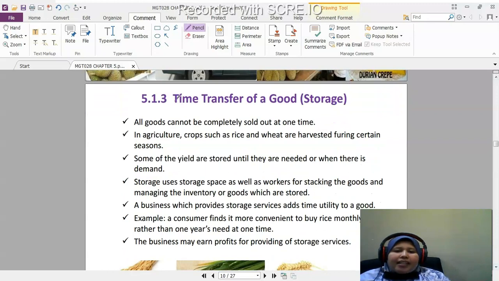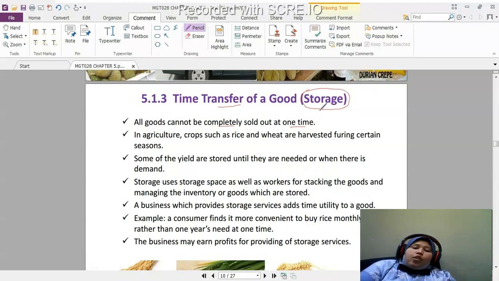Okay, then the third one is transfer of a good. Okay, we call it as storage. Okay, all goods cannot be completely sold out at one time. Okay, tak semua barang yang kita ada ataupun hasil sesuatu, contoh ikan, okay, tak semua kita boleh jual dalam masa yang singkat, betul tak? Okay. So, for example, in agriculture, crops such as rice and wheat are harvested during certain season. Some of the yields are stored until they are needed or when there is demand.